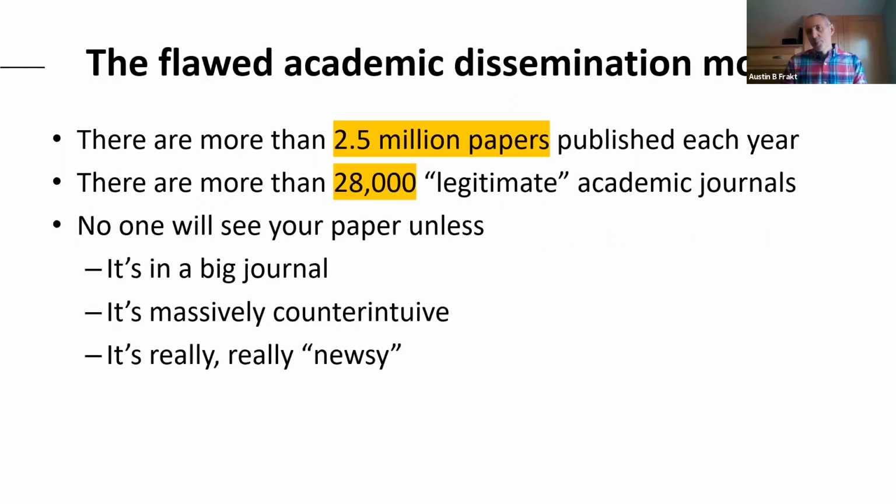And it's pretty easy to see why. There's 2.5 million papers each year in 28,000 legitimate journals. I'm not counting the predatory journals. Basically, nobody's going to see your paper unless it's in a really big journal or it's kind of counterintuitive or really newsy. It's just not going to get much attention.